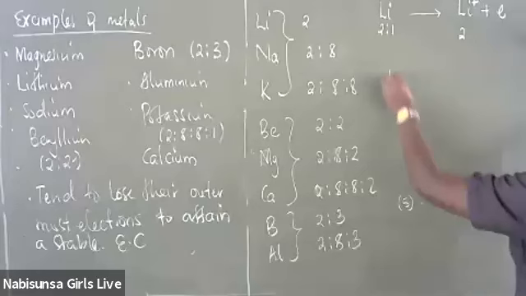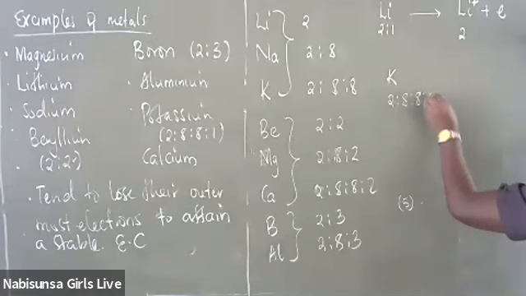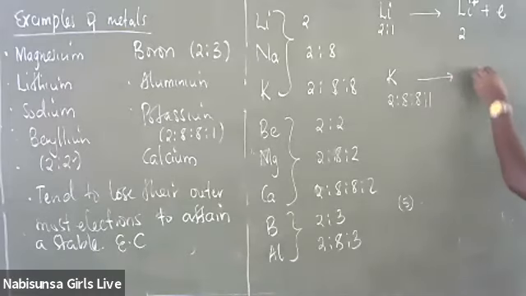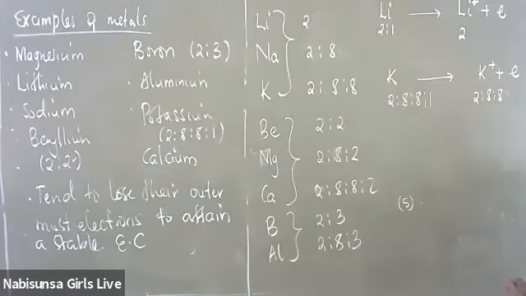Look at potassium here. Potassium was initially as an atom 2 to 8 to 1, but after it loses one electron, it's going to be left with 2 to 8 to 8. But here it's going to possess a positive charge. Anyone to tell us why we put a positive charge there? Because it has lost electrons. And electrons are negative charges.